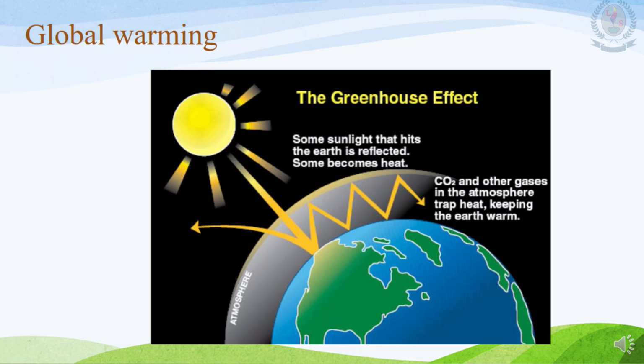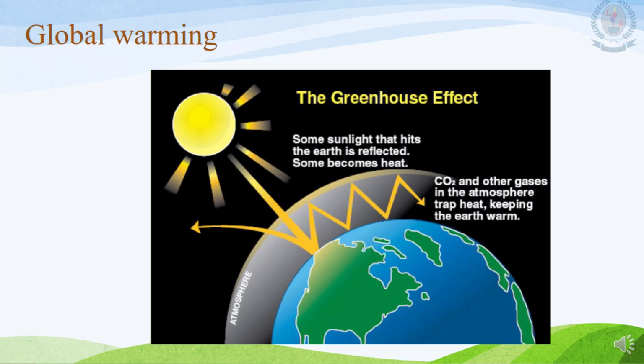When heat from the sun reaches the earth, some of the heat is reflected back to space, as you can see in this picture. The earth's atmosphere traps the rest of the heat, just like how the glass walls of a greenhouse retain heat. So children, this trapping of heat is known as the greenhouse effect.